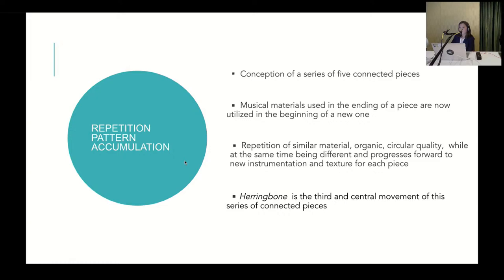So there's actually five connected pieces here. And how this works is the use of limited materials from the first series. This is now used in the ending of a piece, and then it continues to begin in the beginning of the new piece. So the materials at the end of the piece will now begin the new series. And it is this repetition of similar material and the organic circular quality, while at the same time being different and progresses forward to new instrumentation and texture for each piece.